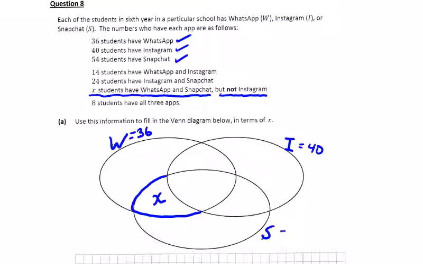54 have Snapchat. And now we've only given 3 more pieces of information. 8 have all 3 down here. I'm going to put that in, 8. 14 have WhatsApp and Instagram. WhatsApp and Instagram is all of this.